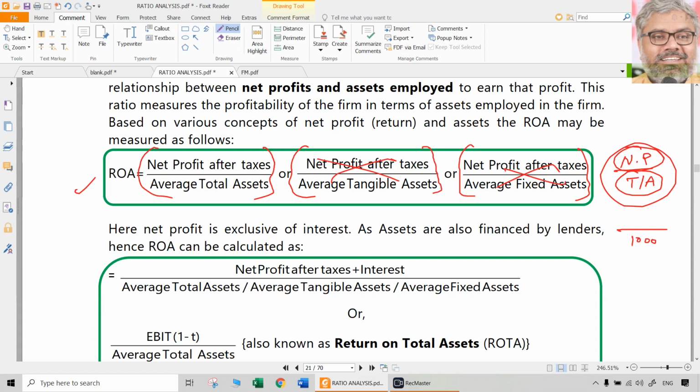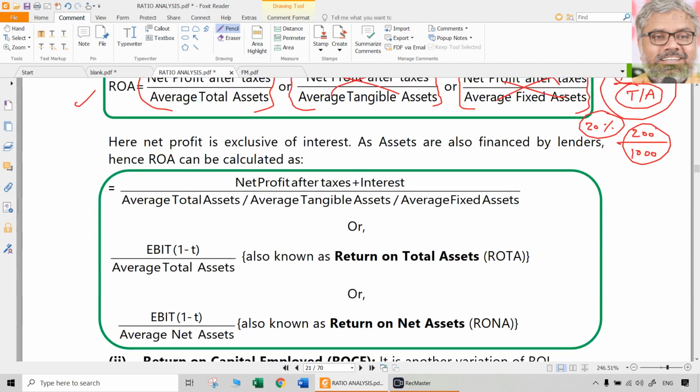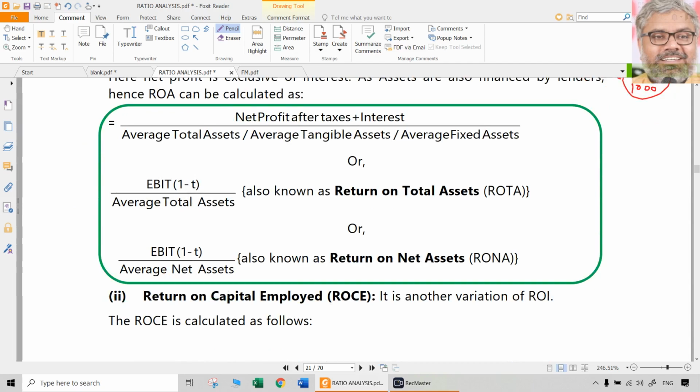Let us say some 1,000 crores of assets are employed, but you got a net profit of, let us say, 200 crores. Then that means you have a 20% return on assets, 20% return on total assets. That is what return on assets means. When nothing is mentioned, net profit after taxes is taken.